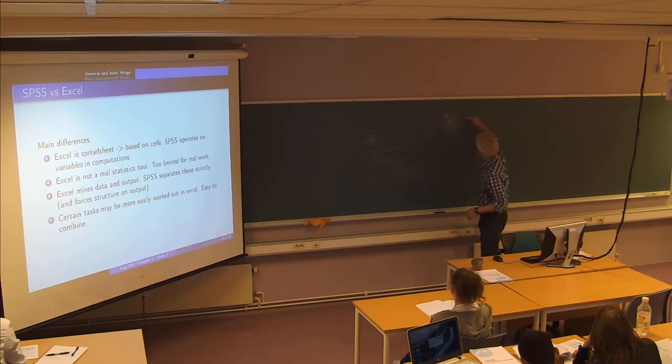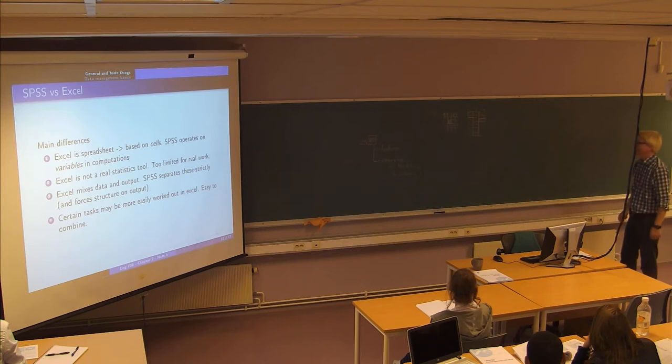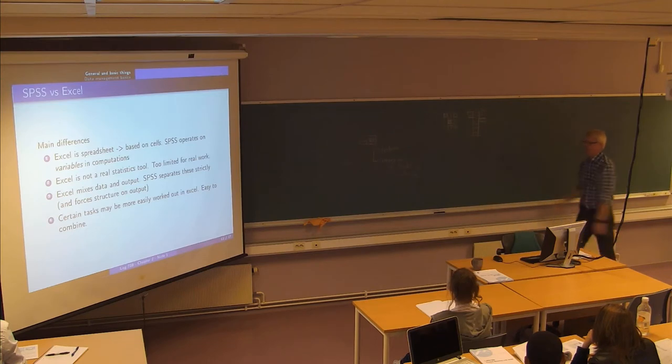SPSS will always just have a variable name here. So a column is a variable called X, and here's another called Y. And you can compute, for instance, a new one called X plus Y, which will take all of these numbers and add and place the result here. But there's no way you're going to fix this cell and make a formula involving different selections of cells like you do in Excel. So everything in SPSS goes on whole columns, right?